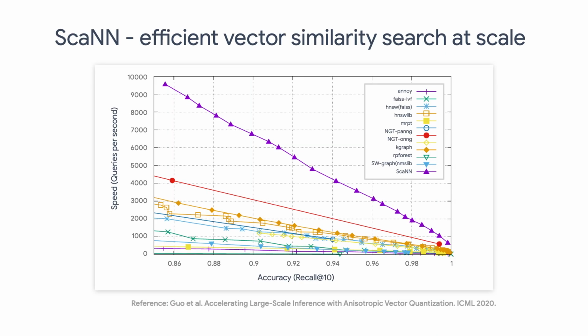ScaNN achieves state-of-the-art performance on ann-benchmarks.com, as shown on the GloVe-100 angular dataset. As you can see here, this is a chart that shows the trade-off between speed and accuracy. On the x-axis, we have the recall at 10 metric as accuracy. On the y-axis, we have queries per second as speed. For a nearest neighbor search, high accuracy comes with more expensive search, which means your speed will be slower. In this chart, the purple line with the little triangles on it at the top is ScaNN. So you can see it is outperforming other alternatives quite a bit.